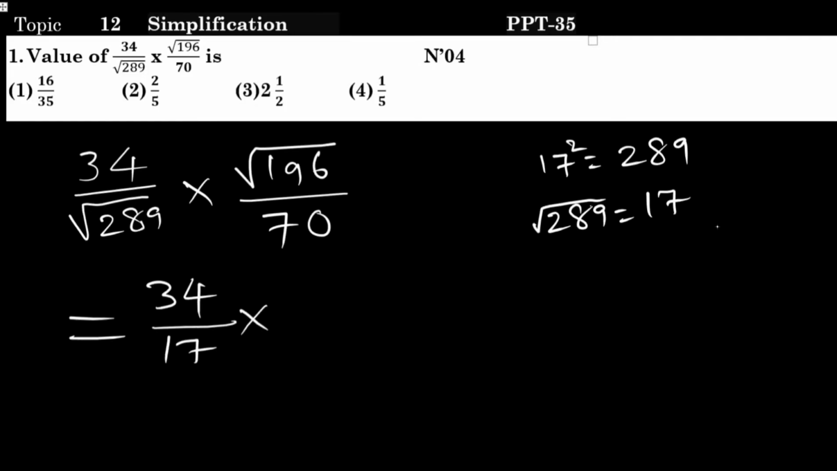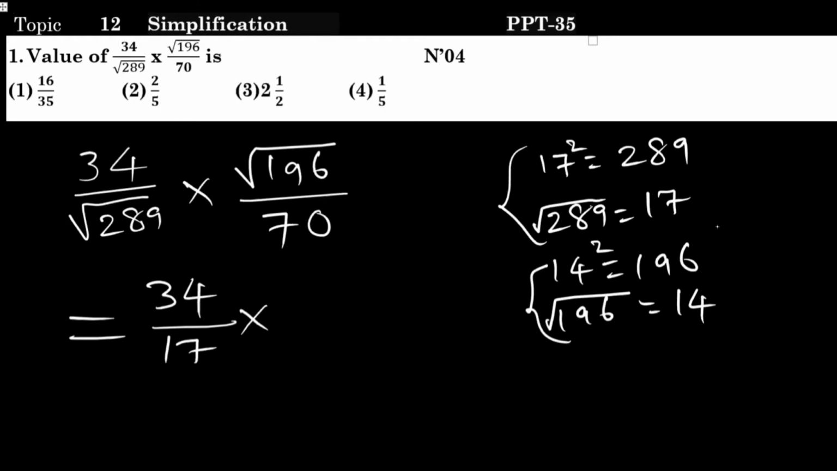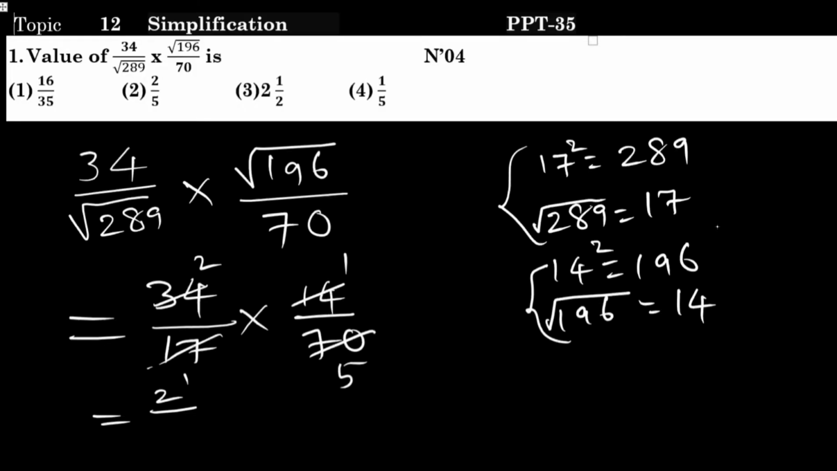Square root of 196. You already learned 14 squared, 14 14s are 196. So that's why the square root of 196 is 14. So you have understood this, I think. 14 by 70. 17 ones are 17, twos are 14, ones are 14, fives are 70. So the answer: 2 ones are 2, by 5.